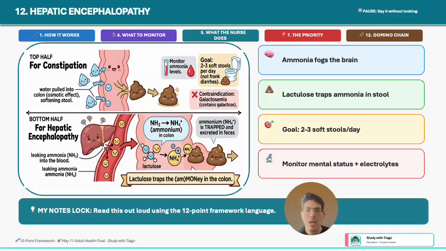I'm going to say that again. Ammonia fogs the brain. Lactulose helps move that fog out through the stool. Okay?